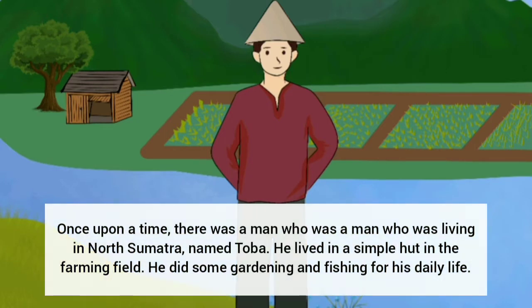Once upon a time, there was a man who was living in North Sumatra named Toba. He lived in a simple hut in the farming field. He did some gardening and fishing for his daily life.